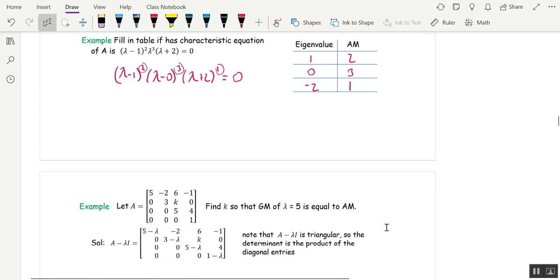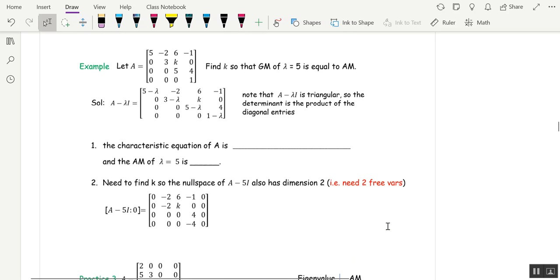Okay, now let's look at both algebraic and geometric. Suppose A is this matrix. Find K so that the geometric multiplicity of lambda equals 5 is equal to the algebraic multiplicity. So we want the GM equal to the AM. 5 is an eigenvalue because A is triangular, and so the eigenvalues are 5, 3, and 1. I've written down the matrix A minus lambda I, and I just subtracted lambda on the main diagonal.